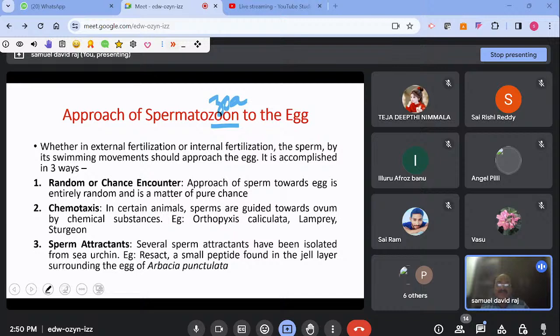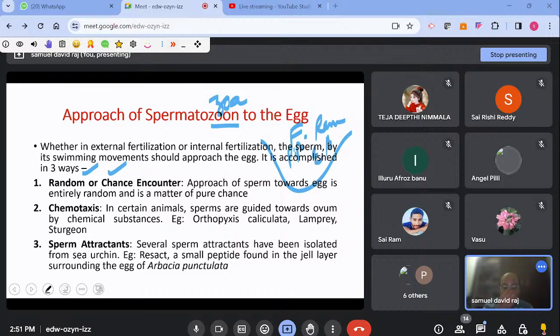So in both cases, it has to reach the egg, for which the flagellum helps. And this is accomplished in different organisms in different ways. In many organisms, it is a chance encounter or random. There are different types of species. For example, there is a frog, Rana pipiens, in the same pond, and there is Pipa americana in the same pond, and there are elasmobranchs, there are bony fishes, so many are there within the same pond. If they are involved in external fertilization, all the sperms and ova are released into the same pond.